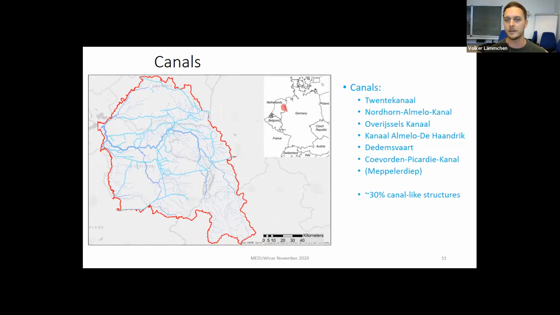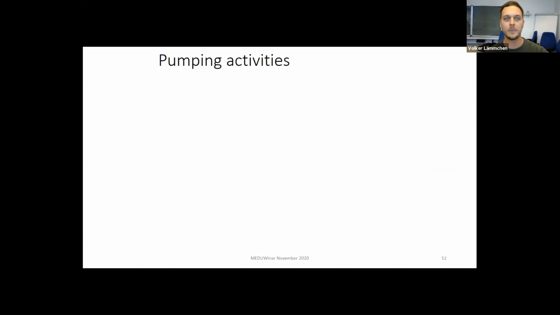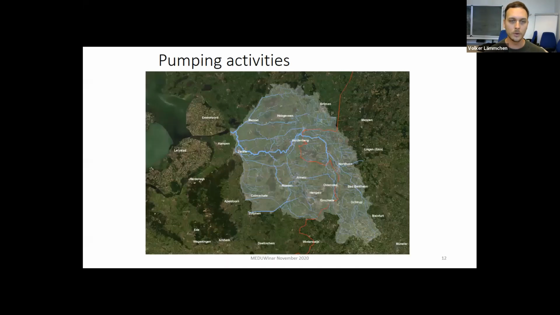So this has to be taken into account. But then we have a fact which is far more important than this, and this is the pumping activities that go on in the catchment. So when looking at the catchment, and this is still my hydrological network, we have an inlet, a pump near Suften, where pumps, when running, pump IJssel water into the catchment.